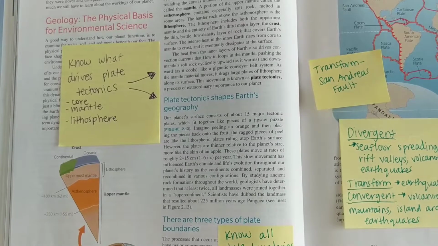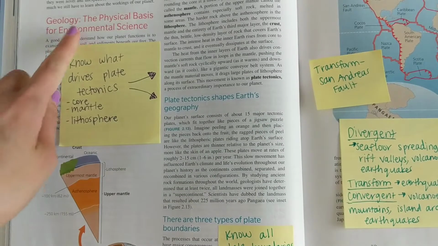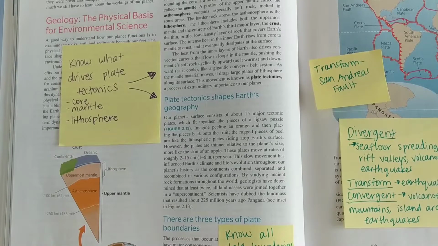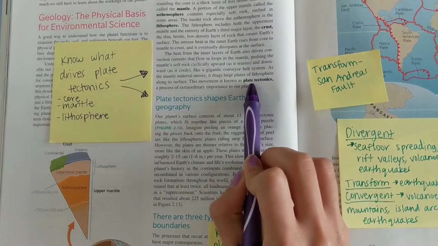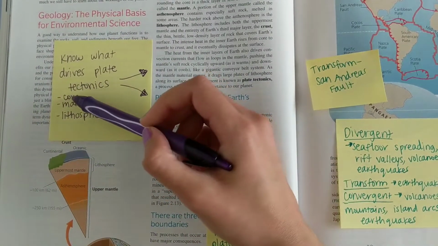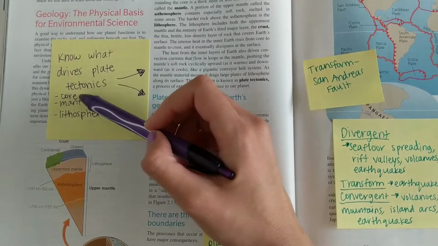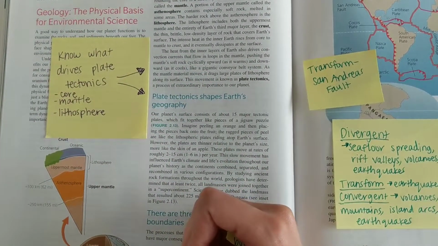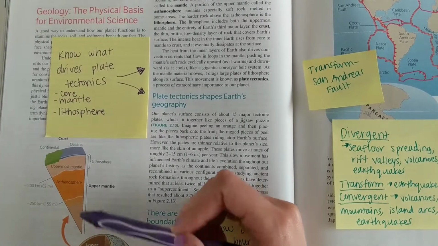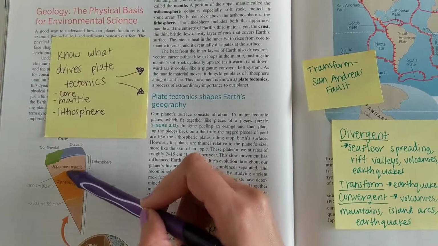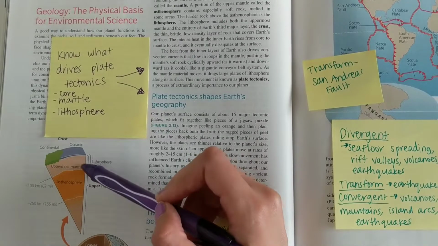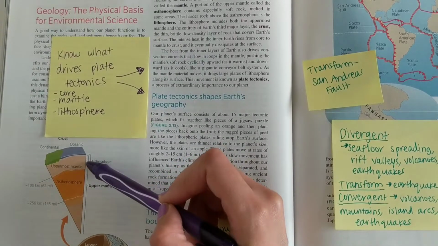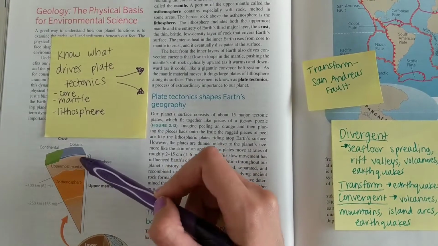This is chapter 2, page 32. We're going to start with geology. On this page, what you need to know is what drives plate tectonics and how these three layers are a part of that. The core, there's chemical reactions going on in the core, and that's going to cause the mantle to heat up via convection currents, and then that's going to move the lithosphere, which are the plates and includes the crust.